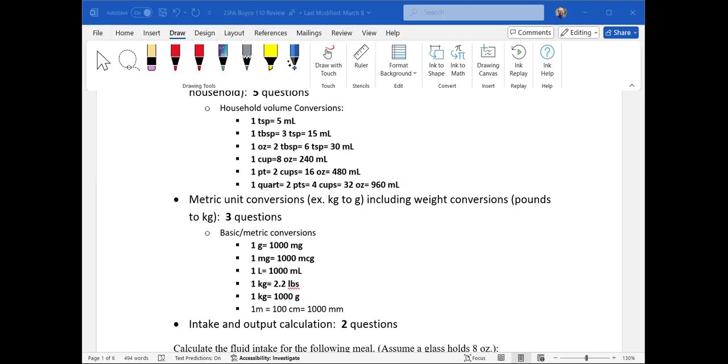So for the insulin questions, what they're going to ask you to do is to be able to read what's called a sliding scale. They're going to give you the patient's blood sugar, and you're going to need to know what to administer based off of that. They're going to give you ranges, and every table is a little bit different. And then they might even ask you to mark on a syringe.